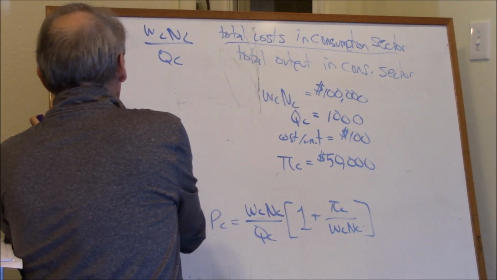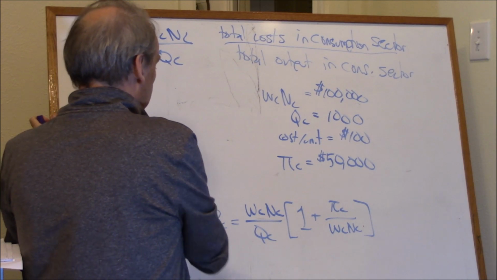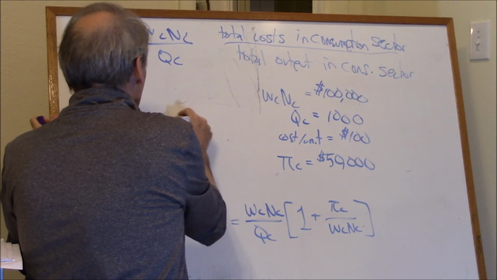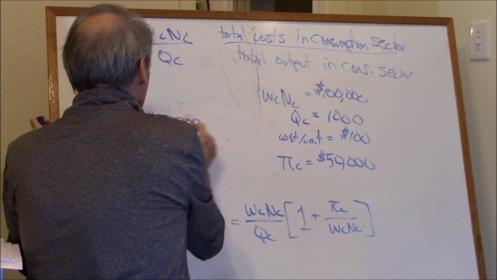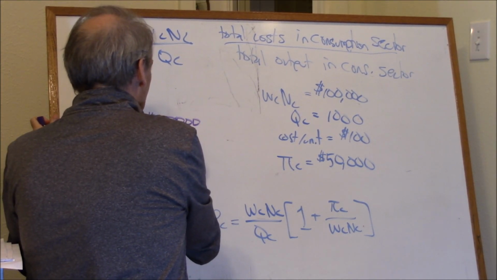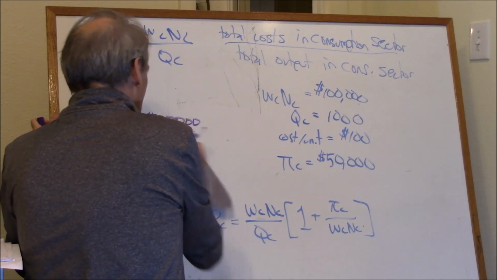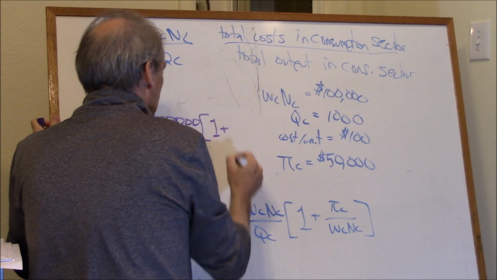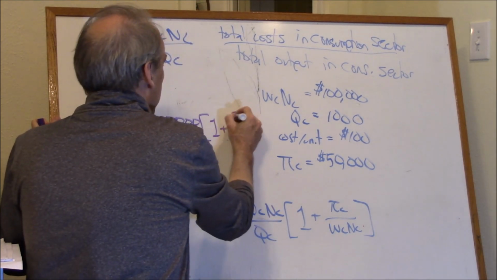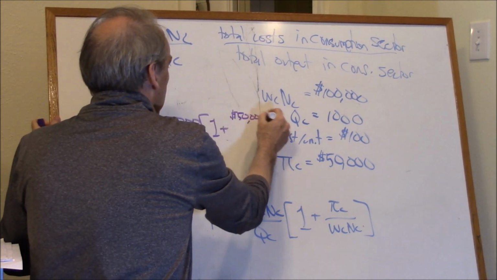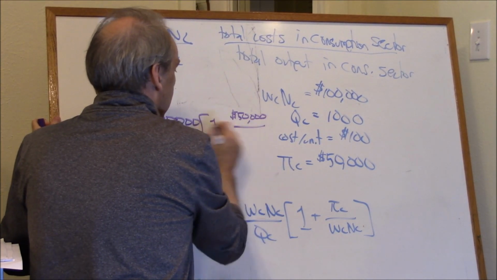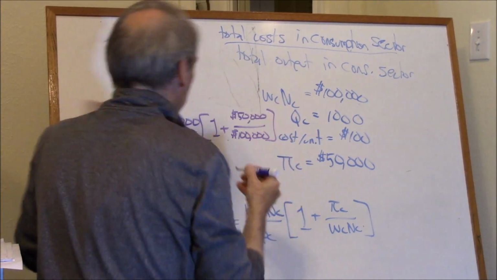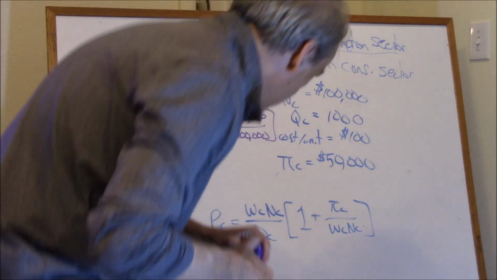All the way. PC is equal to 100,000 divided by 1,000 times 1 plus 50,000 divided by 100,000. Do you see where I got all those numbers?